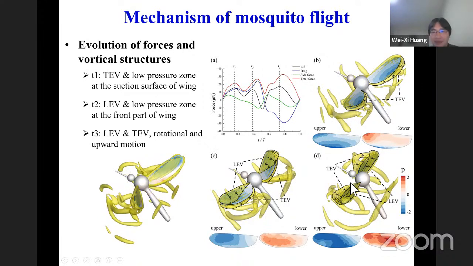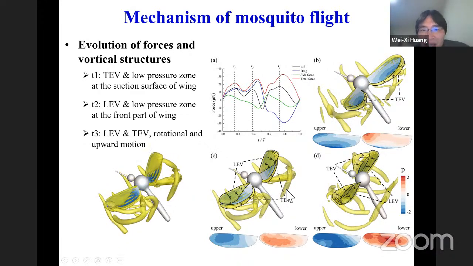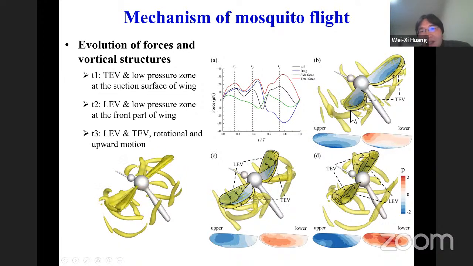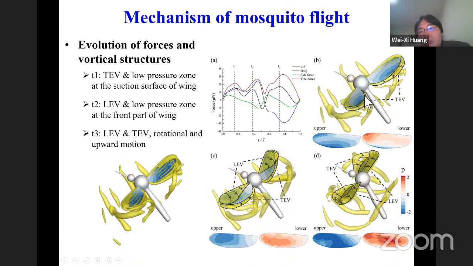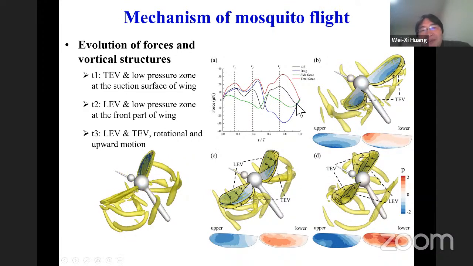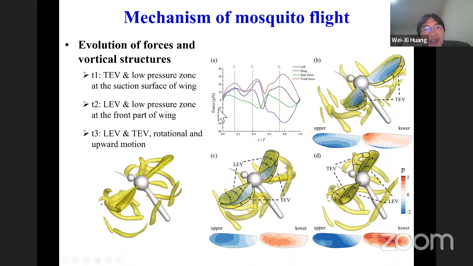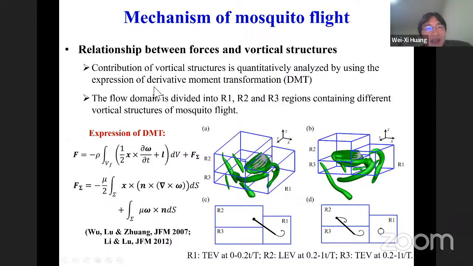Then we want to quantitatively analyze the contribution of such vortex structures to the lift force. Here we adopt the DMT theory, the derivative moment transformation theory. The basic idea is that this formulation was derived by these two papers.